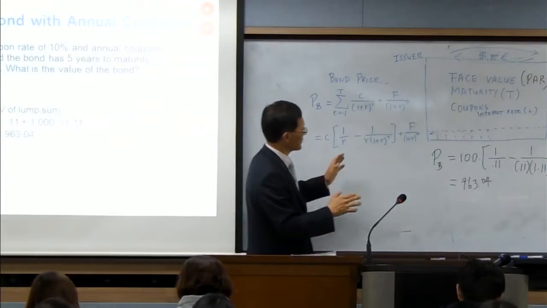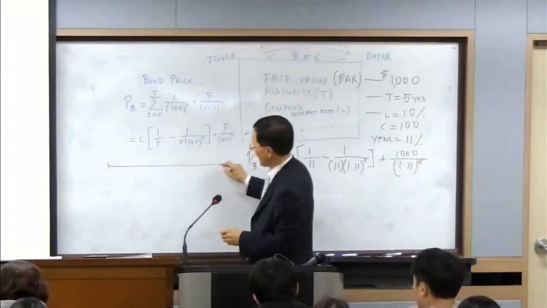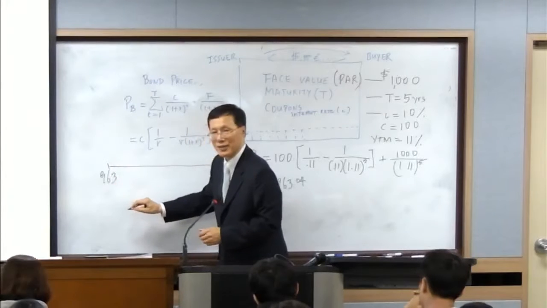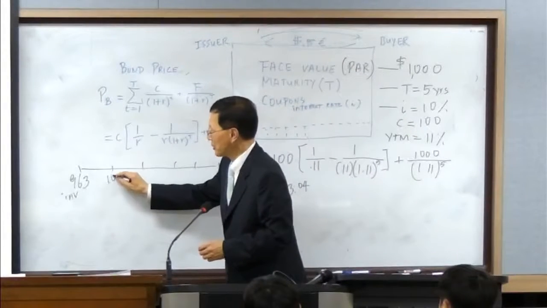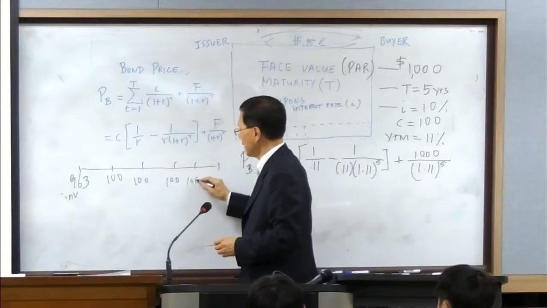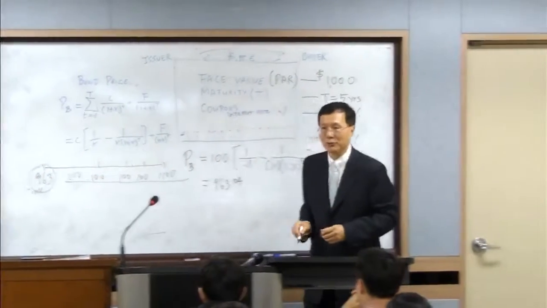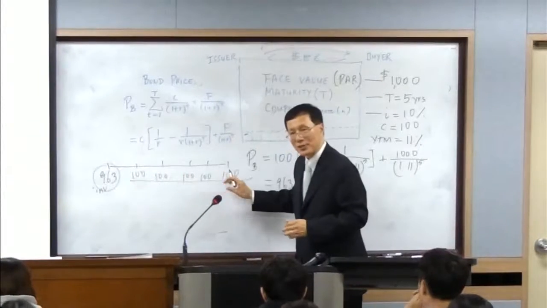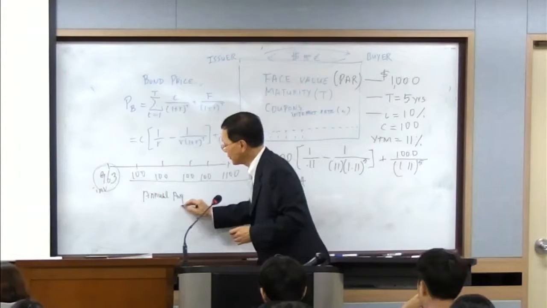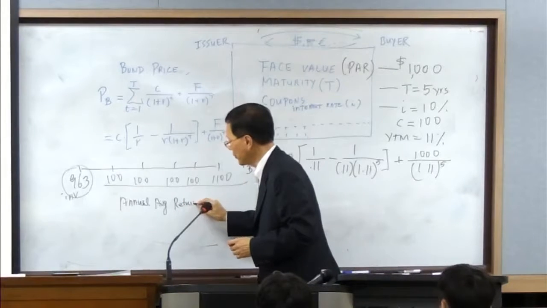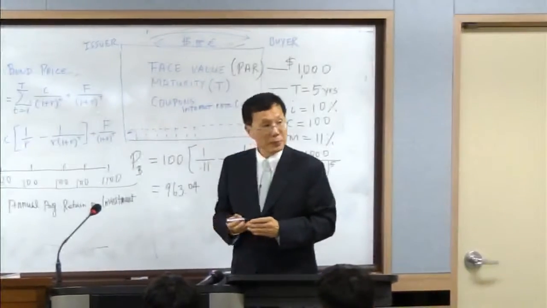I want you to think in this way. Oh, I don't have a timeline. $963 is invested. This is your investment. And in each of the next 5 years, you receive 100, 100, 100, 100, and 1,100. So you pay $963 to get these cash flows. This investment is made over 5 years, and for 5 years there should be an annual average rate of return on investment. And that is not 10%.